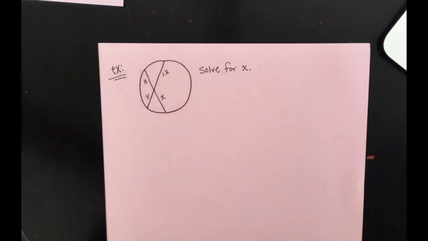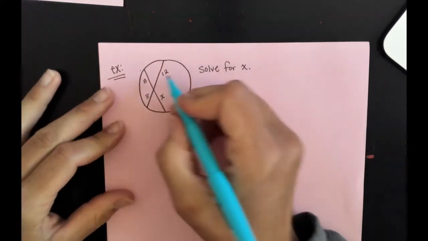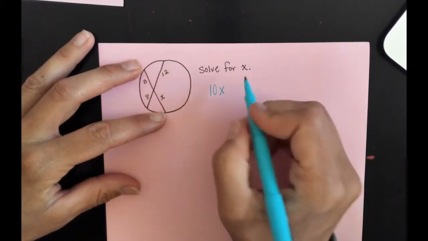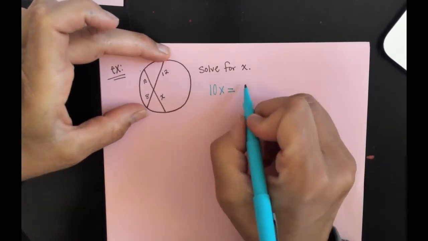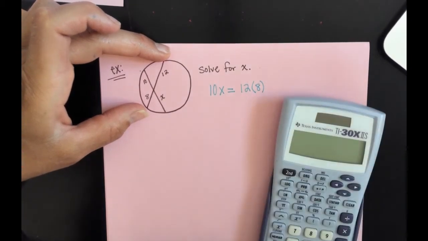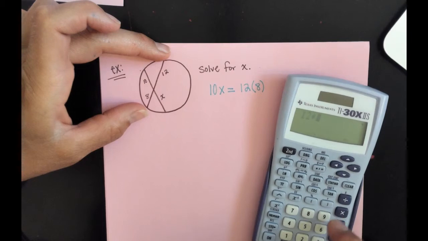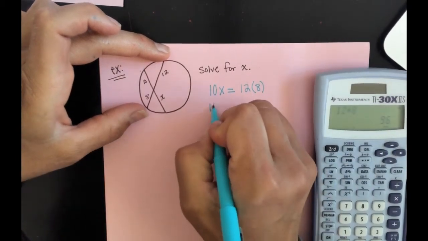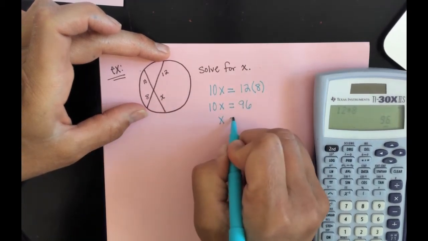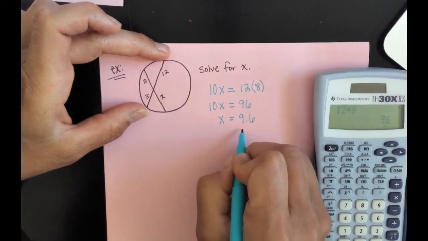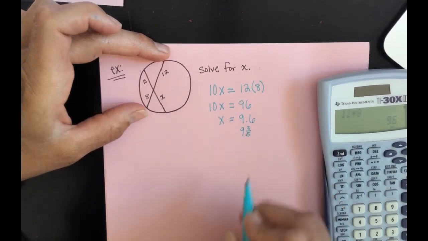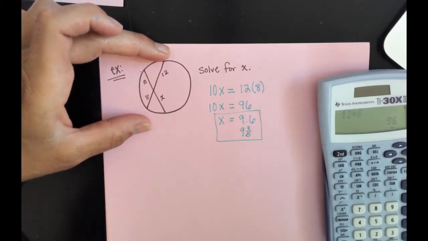So when we go to solve, we're going to multiply straight down this one segment. So that's going to be 10 times x. And we're going to multiply straight down the other segment, which is going to be 12 times 8. So 12 times 8, it's going to be 96. 10x equals 96. So x is going to be 9.6, which is 9 3/5. And that's it.